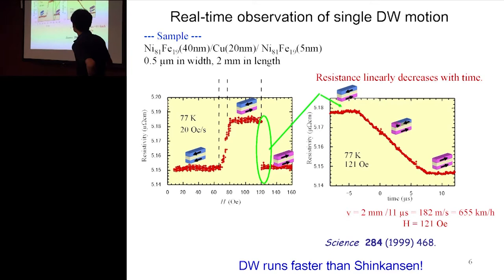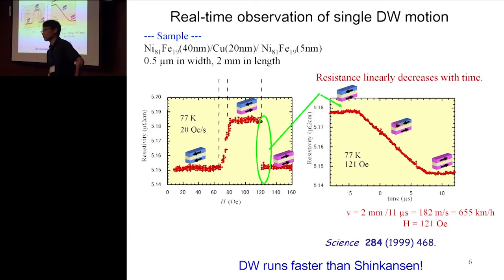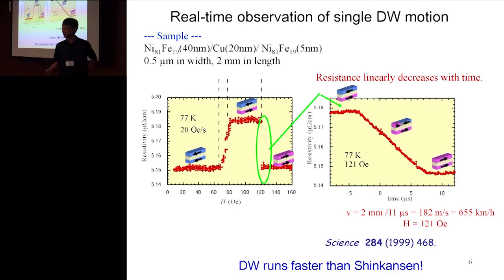It's very high, almost 700 kilometers per hour. That's much, much faster than the Shinkansen. I imagine maybe you use the Shinkansen from Tokyo to Kyoto. It's really fast. The domain wall is very tiny, but it's very fast. Okay.